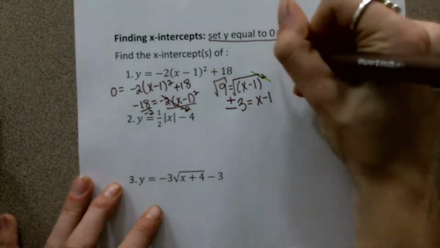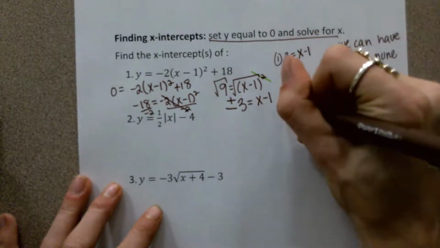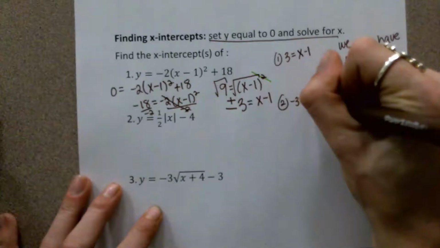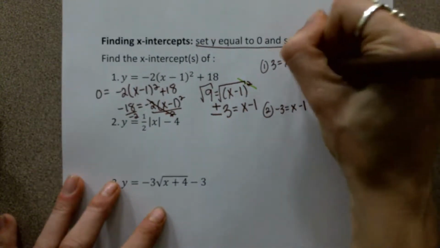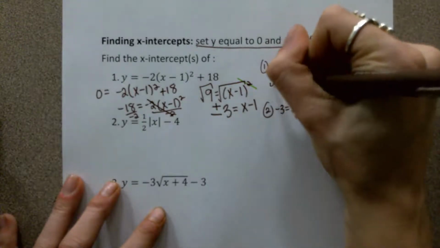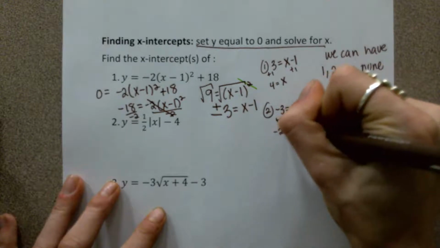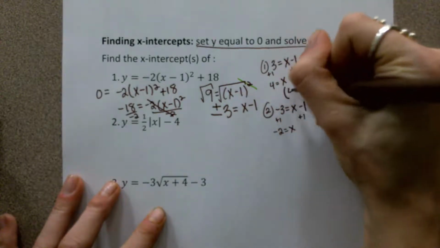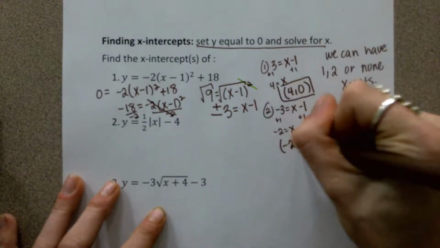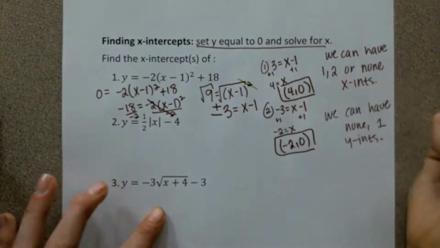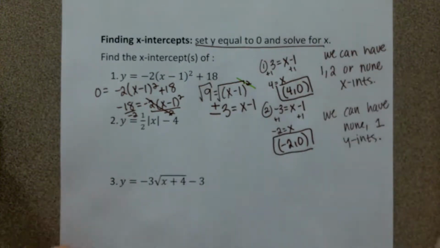So we have 2 instances here. We have positive 3 equal to x minus 1, and we have negative 3 equal to x minus 1. Okay, so add 1 over, we get 4 equals x. Add 1 over, we get negative 2 equals x. So our ordered pair is 4 comma 0 and negative 2 comma 0. Okay, this is for number 1.